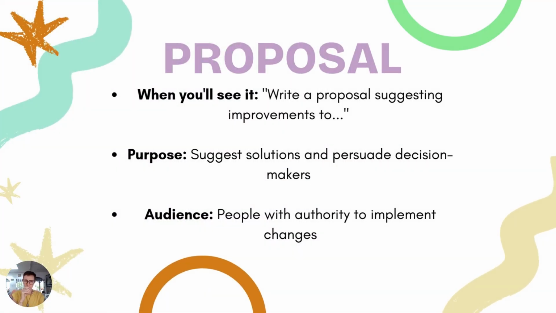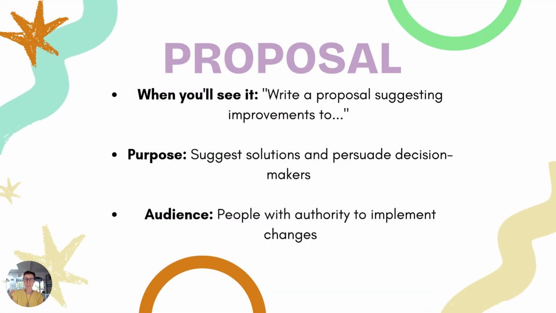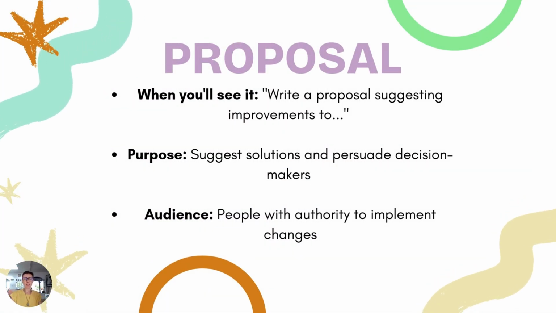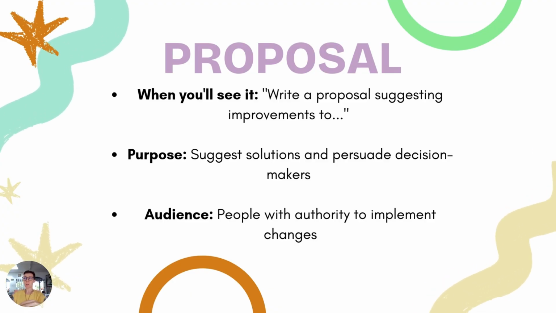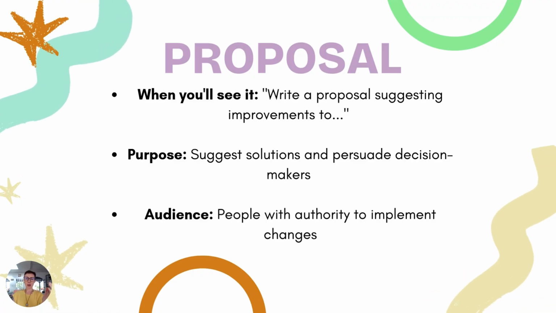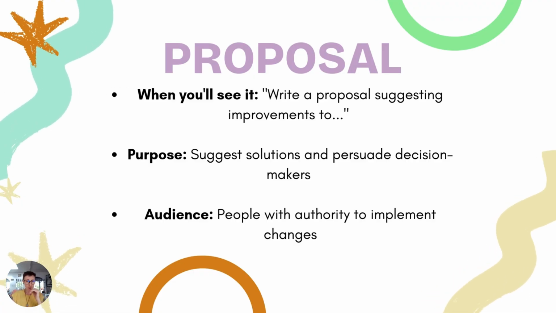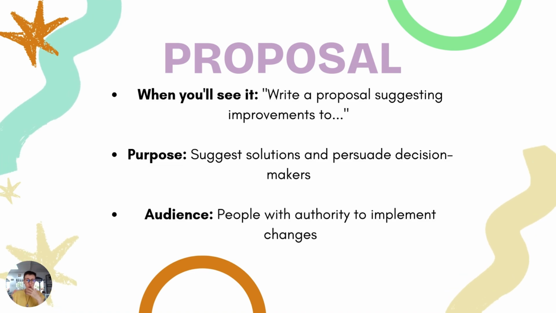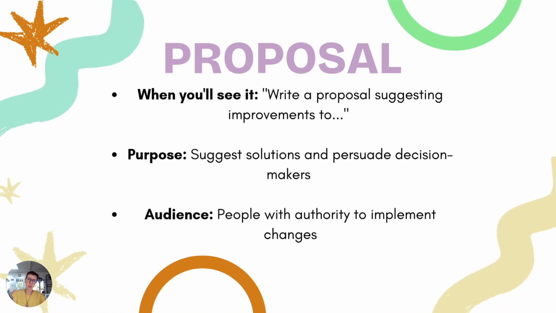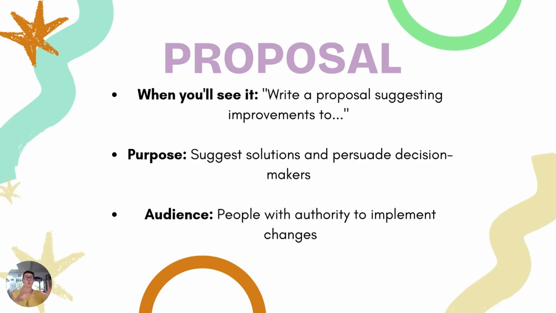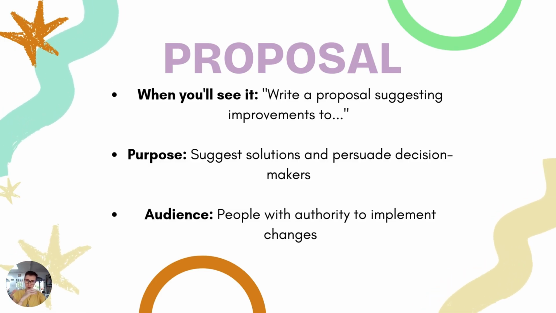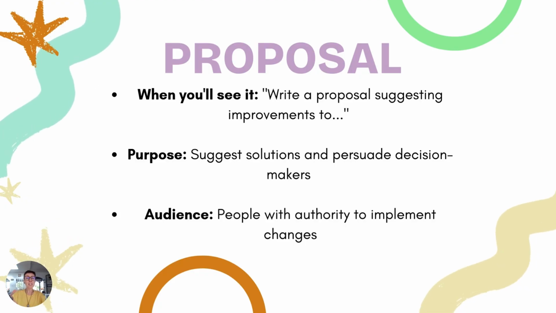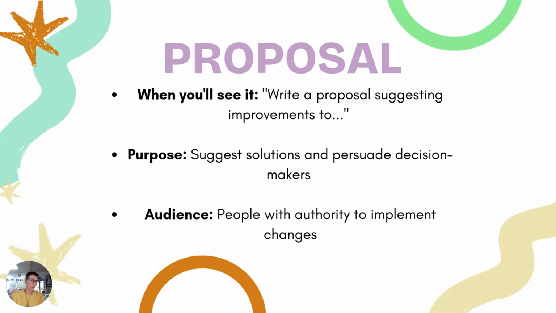So the final option that you may get in task 2 of the C1 writing exam is the proposal. In terms of format, it's very similar to the report. Again, the proposal would have these subheadings. It will be making recommendations or suggesting solutions. So whereas the report is reporting on something that has happened in the past, a proposal is proposing something for the future. So you might see, write a proposal suggesting improvements to your local library.